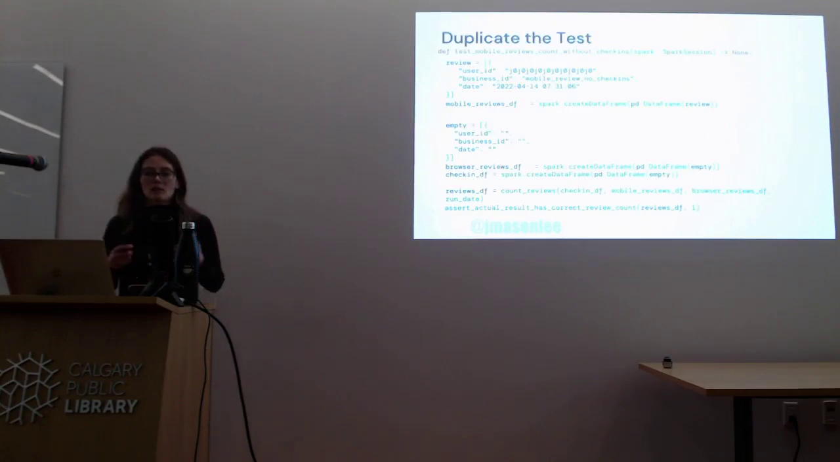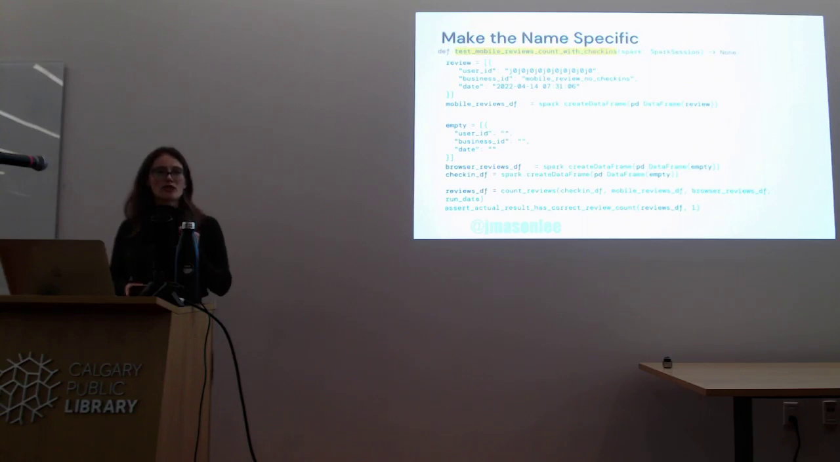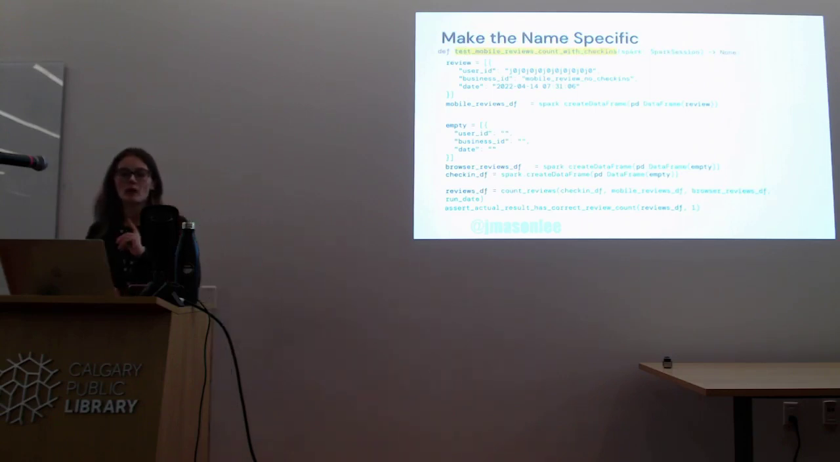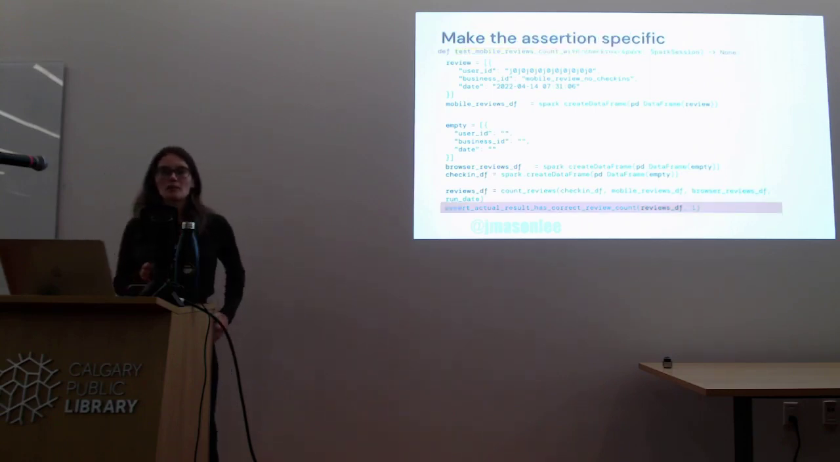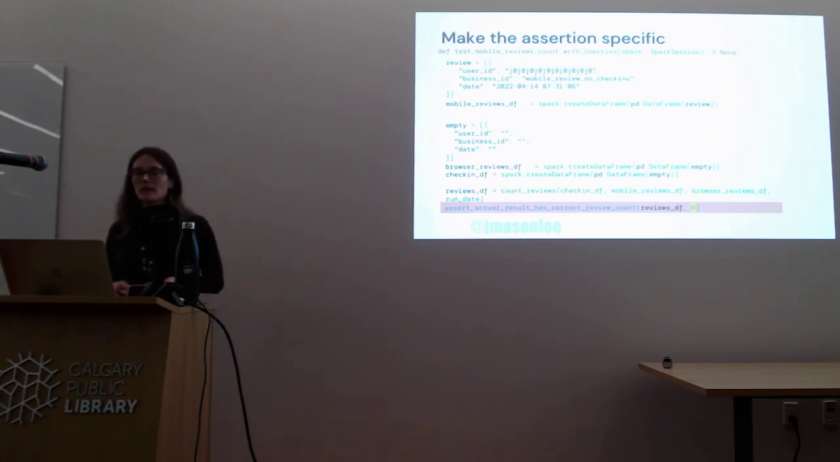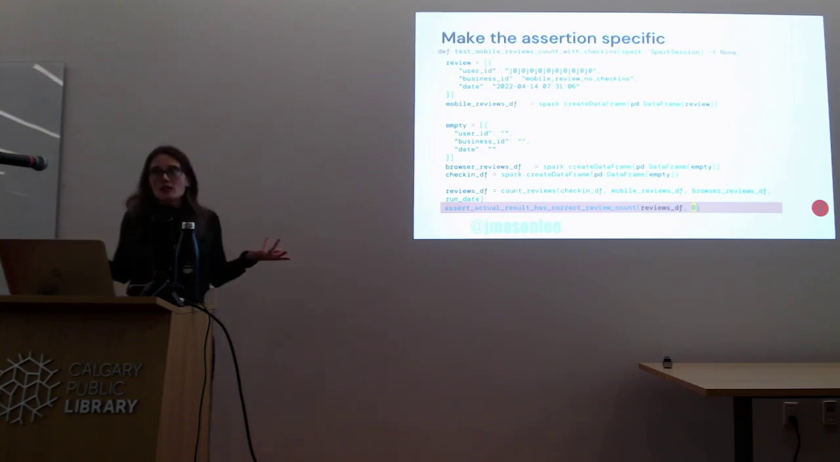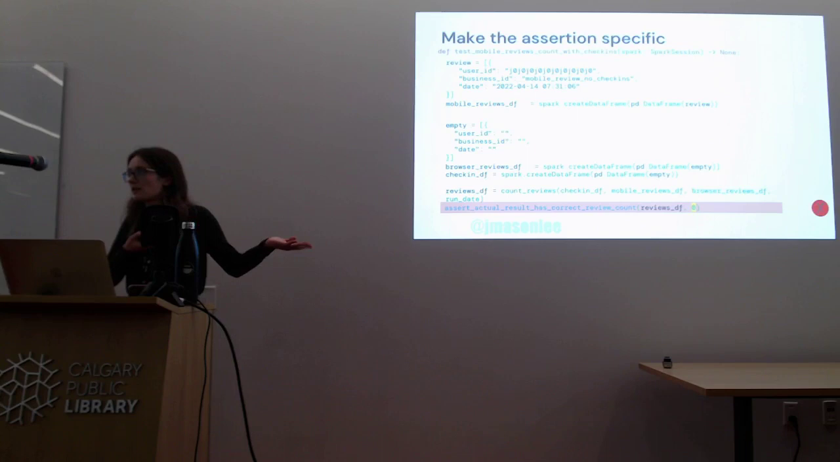And if we look at that, we can start by duplicating the simplified test that we wrote, make the name a little bit more specific, so now it's test mobile reviews count with check-ins. We're going to update our assert statement so that instead of expecting one output check-in, we're expecting none. And then when we run our tests, they fail, of course, because we haven't updated any of the inputs.